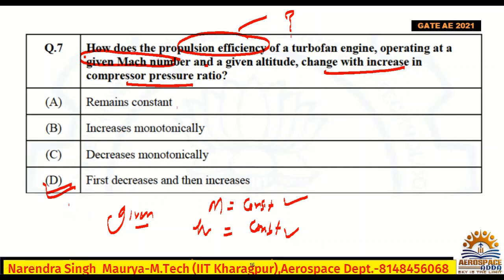Option D, because remains constant is not possible since compressor pressure ratio is increasing. Increases monotonically is also not correct, because first that velocity will be decreasing, so obviously you will get less propulsive efficiency. Once enough turbine inlet temperature is reached, the velocity of the jet will increase, so you will get more propulsive efficiency. Decreases monotonically? No, first decreases and then increases. That is the correct answer.